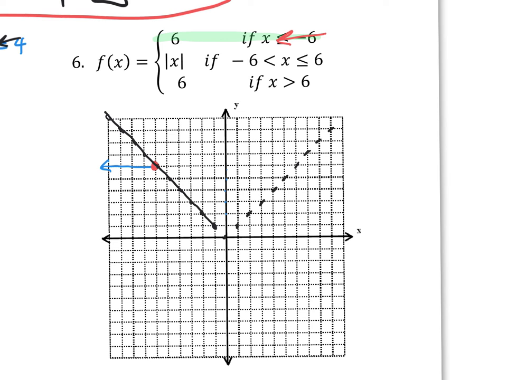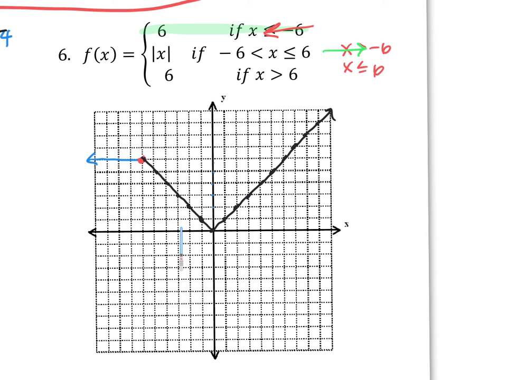Where do we care about this perfect V? I'm going to rewrite this. X is greater than negative 6, and x is less than or equal to 6. I'm going to do my little arrow. I want it greater than negative 6. So to the right of negative 6, I want it. So I'm going to get rid of to the left of negative 6. At negative 6, I'm actually here. 1, 2, 3, 4, 5, 6. I'm here. Do they intersect? Yes. It was closed already, so it stays closed.